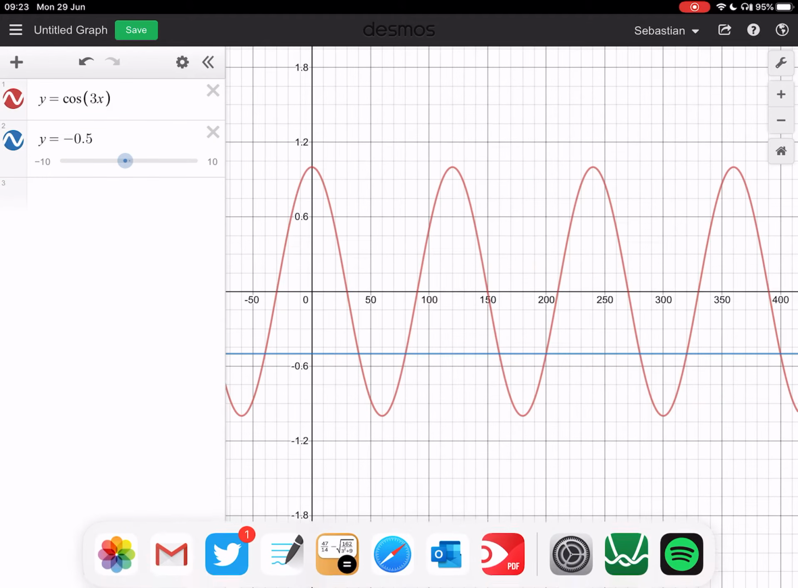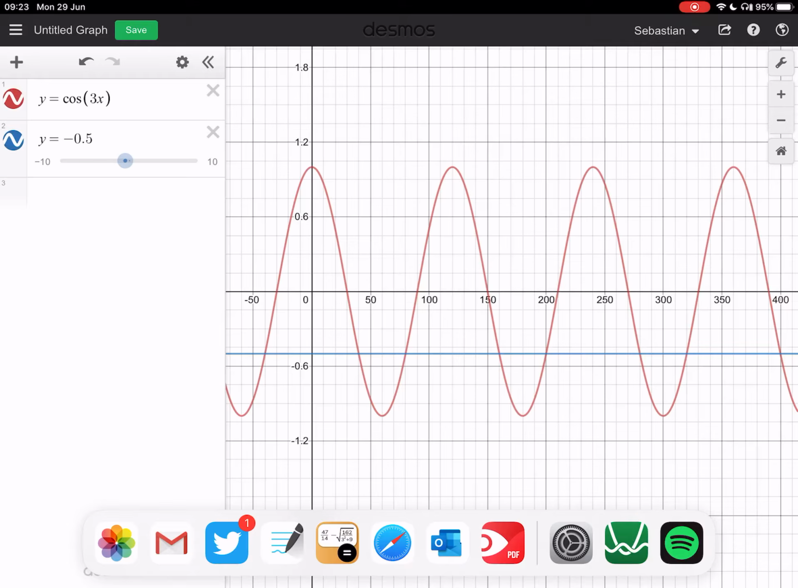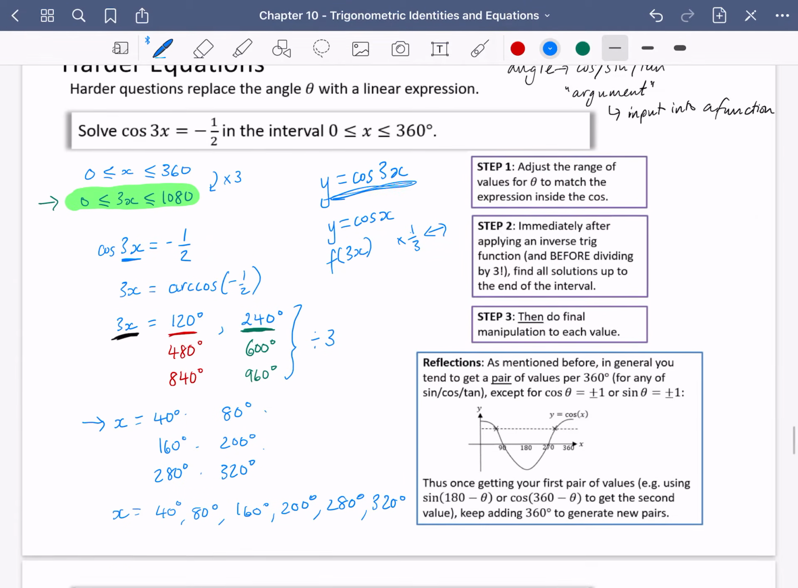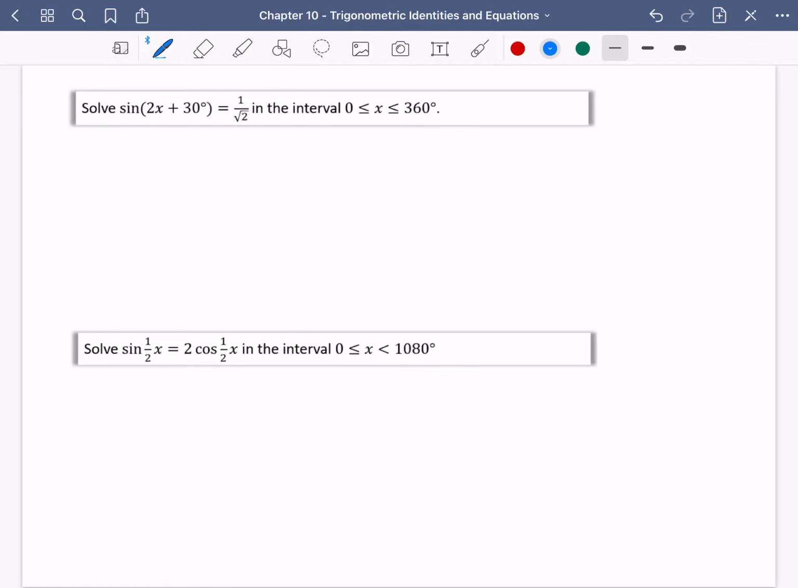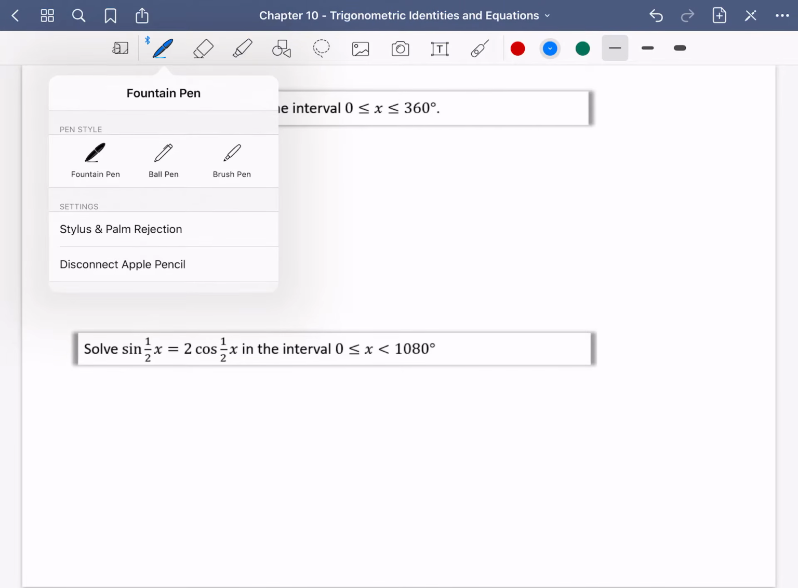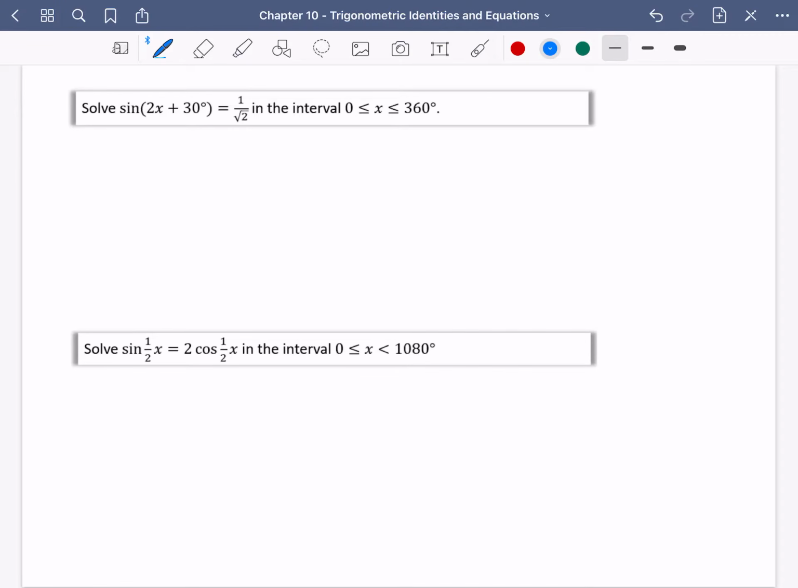Okay, so if I go back to Goodnotes here, we're going to try another example, and then maybe I'll show you how to use the calculator as a bit of a reminder for this. Okay, so our interval is that x is between 0 and 360, but this is the interval that we're going to want to change it to. So you could either do it over the side of the page. So I've got 0, x, 360.